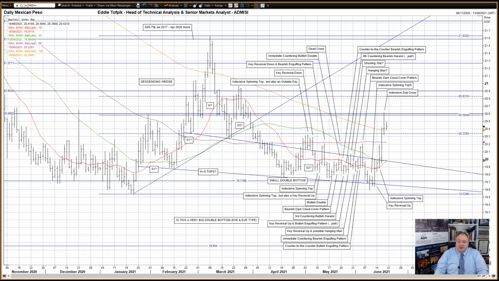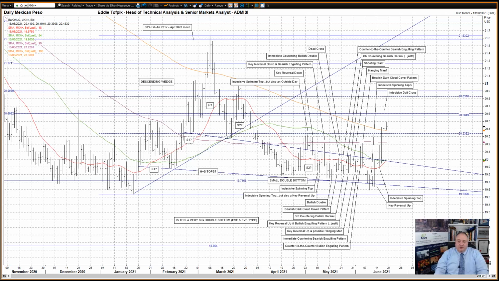This action may be, just maybe, a halt, however temporary, to the very recent run-up prompted by last Friday's key reversal up. It also brings to mind whether the action since October last year to date may be, just maybe, a very large Adam and Eve type double bottom.